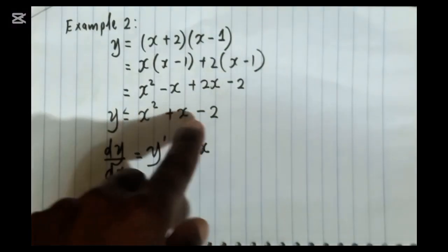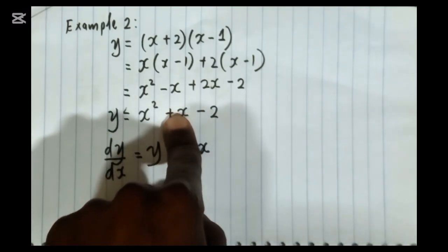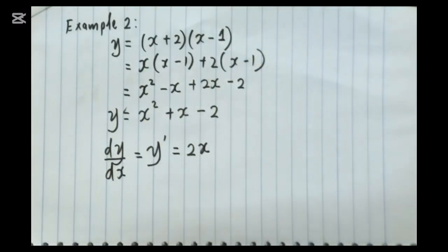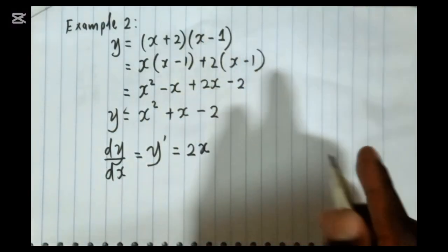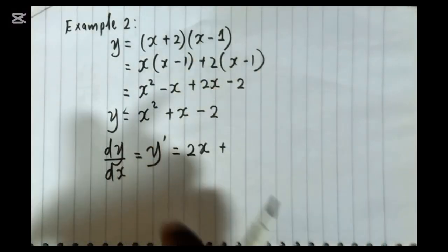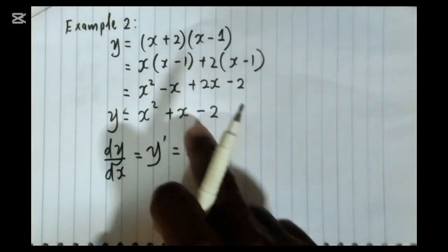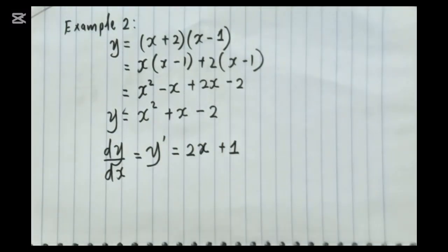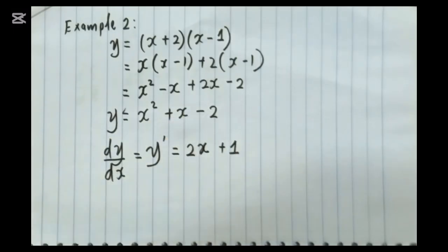Then we go to the second term. We have our power there to be 1. So 1 times 1, which is also the coefficient of this term, will be equal to 1. And then 1 minus 1 is 0. So the derivative of x in this particular case will be 1, as we take the power 1 times 1, and remember it will be x raised to 0, which is just 1.